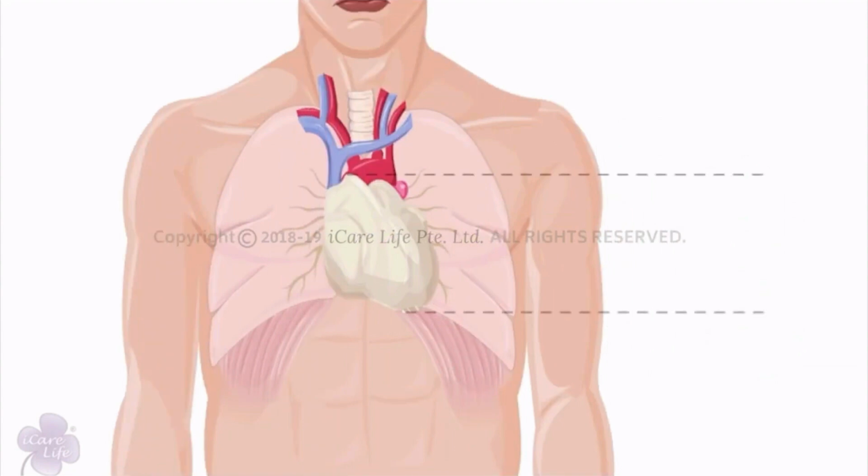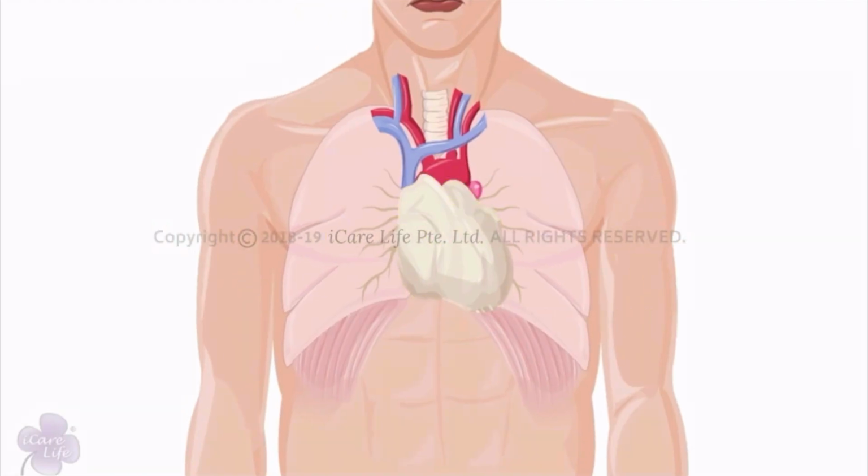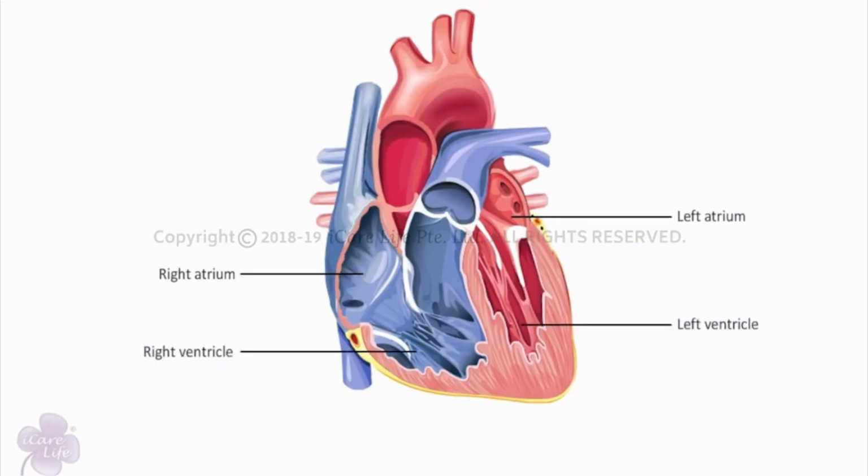Let us now look at the structure of the heart. The heart is situated at the center of the chest, between the lungs, tilted towards the left side. It is almost the size of a clenched fist. Our heart is made of cardiac muscles and is enclosed in a protective sac called the pericardium. The heart is divided into 4 chambers: the right atrium, the left atrium, the right ventricle, and the left ventricle.